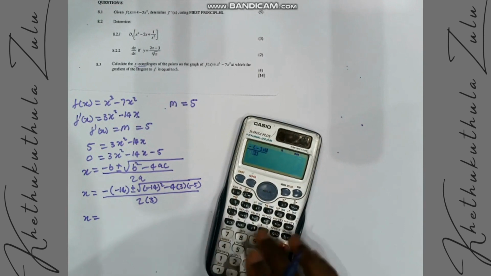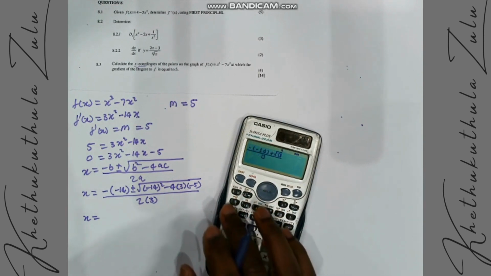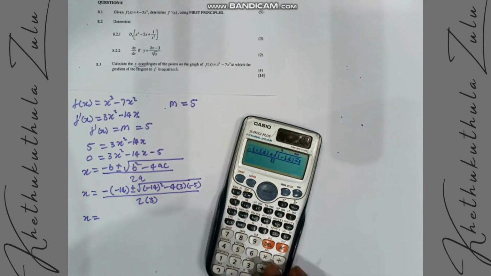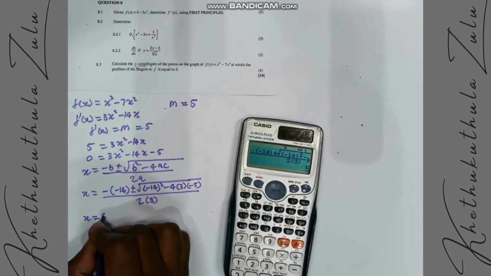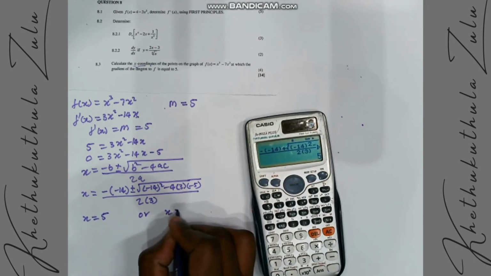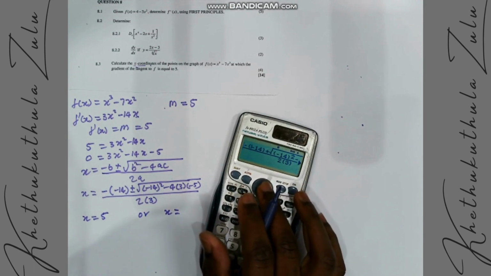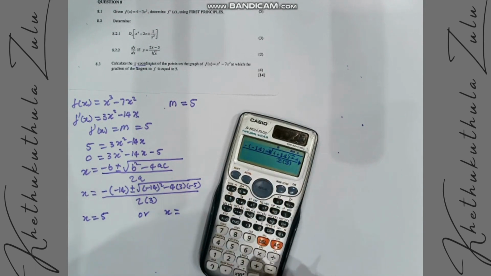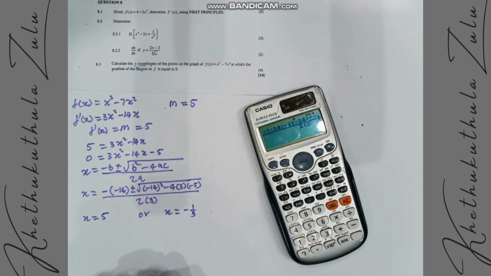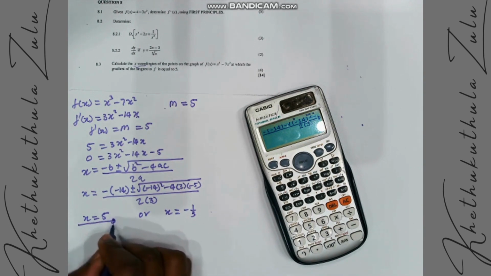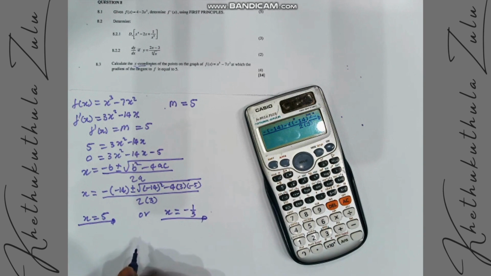x is negative, negative 14 plus or minus the square root of negative 14 squared minus 4, our a is 3, our c is negative 5, over 2, our a is 3. Our first x is 5, or our second x is just going to be negative 1 over 3. These are the x coordinates that we want.